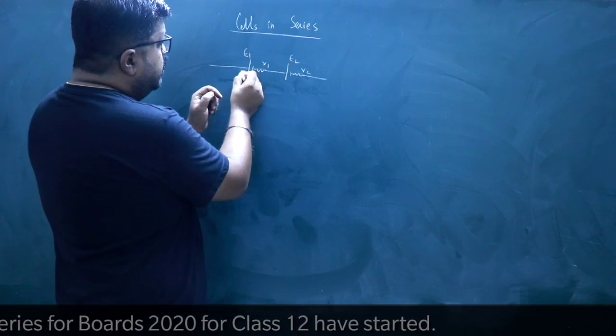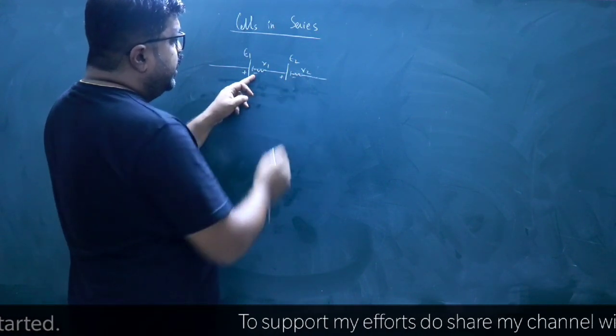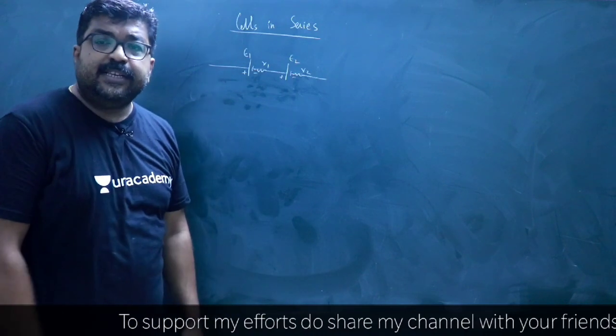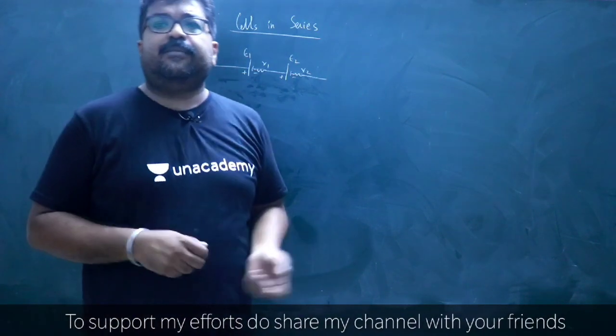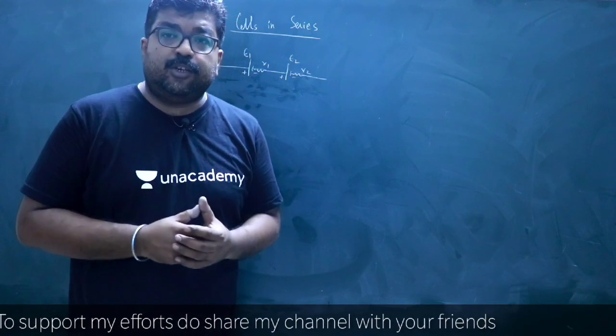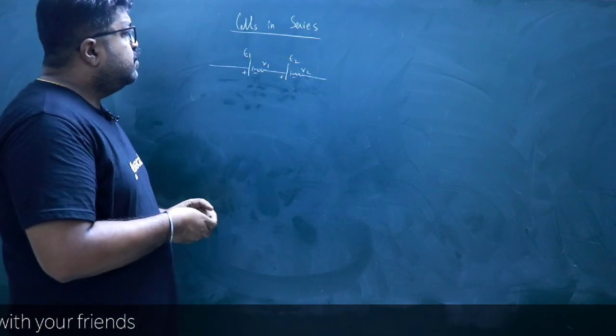Let us see how to identify whether the cells are in series. So this is the positive terminal, this is the negative terminal, and this negative will be connected to positive and then negative. So this is the proper way of connecting cells in series. You might have seen this while inserting batteries or cells inside a torch, isn't it? So now we have two cells in series.